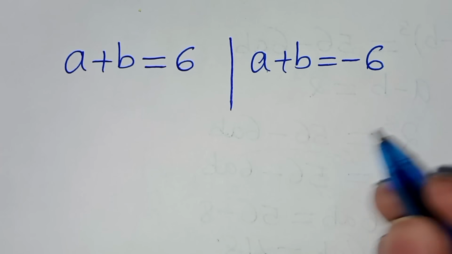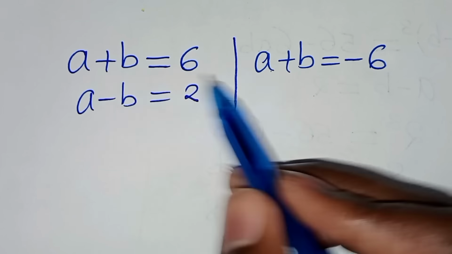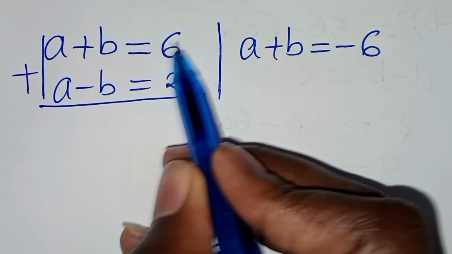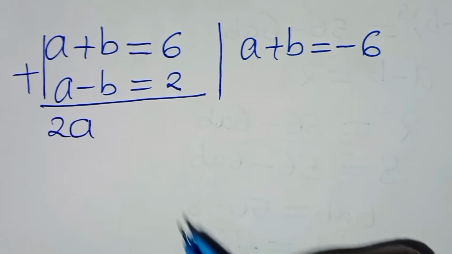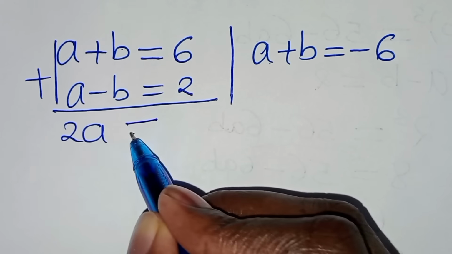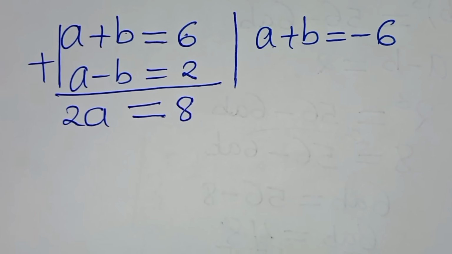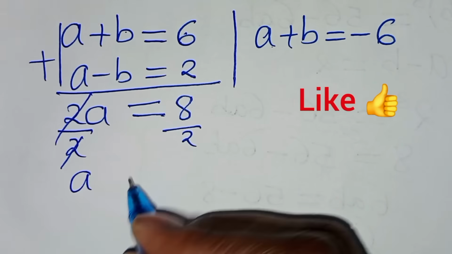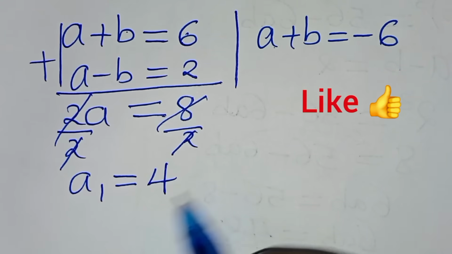From equation 1, which is a minus b, this is equal to 2. We form a system of two linear equations here. So let's add these two systems of linear equations. a plus a is equal to 2a. Then b plus minus b simplifies. Now this is equal to 6 plus 2, and this is equal to 8. So we can solve for a here, so that now we have a1 is equal to 4.